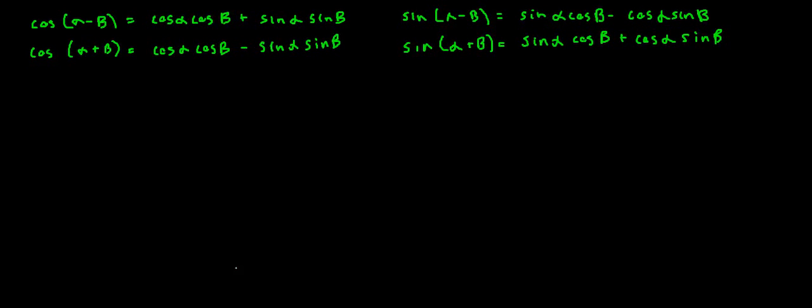To get the product to sum formulas, I'm going to use the sum and difference formulas. To get sine, what I'm going to do is subtract this formula from this formula, and I can do that because these two sides are equal. When I'm subtracting these formulas, this side is equal to this side, so I'm subtracting an equal amount from both sides.